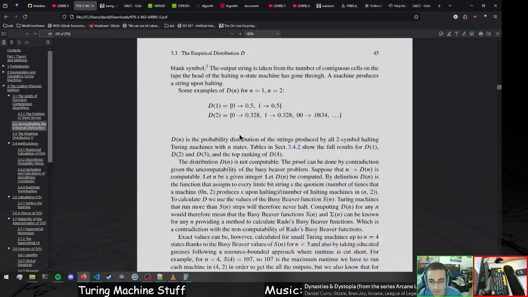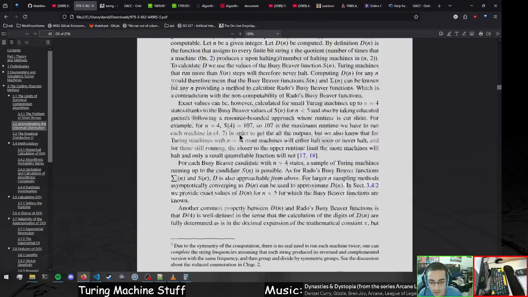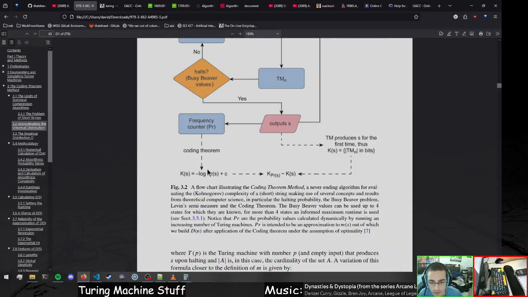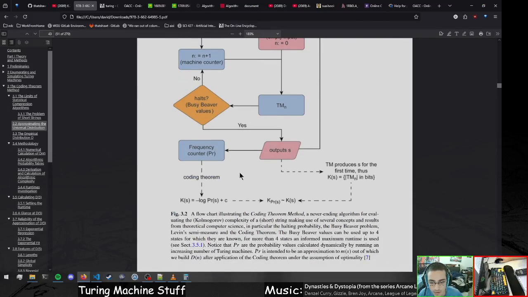So here's where they calculate the thing. And here, what do they do? They just do the negative log of the frequency of the string. Oh, those are probability values.